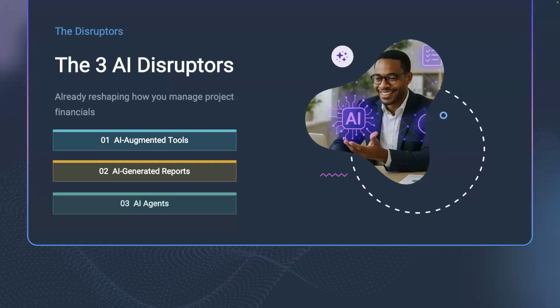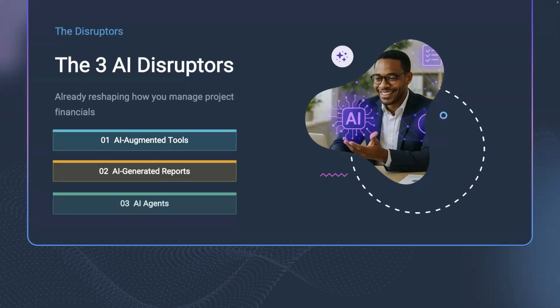All right, just take a deep breath. So we've got three different disruptors that I'm going to show off to you and explain to you at the moment. So these are already actually reshaping how project financials are being managed. So first up, we've got the AI augmented tools. So this is where AI is being built into the tools that you actually already use, making them not only faster, smarter, but also just more connected to your general workflow as well.